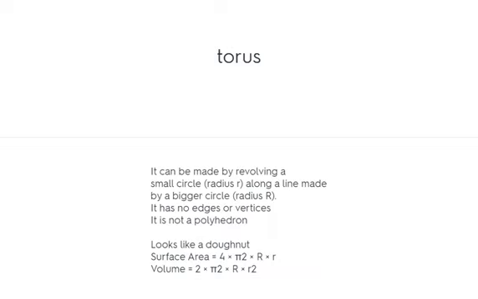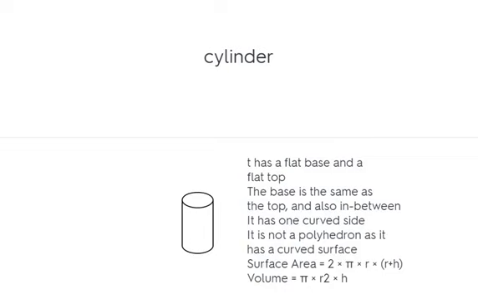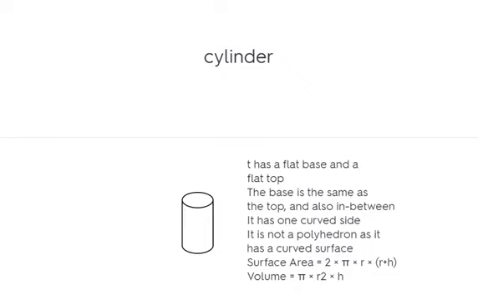Cylinder: it has a flat base and a flat top. The base is the same as the top, and in between it has one curved side. It is not a polyhedron as it has a curved surface. Surface area equals 2πr(r+h), volume equals πr²h.